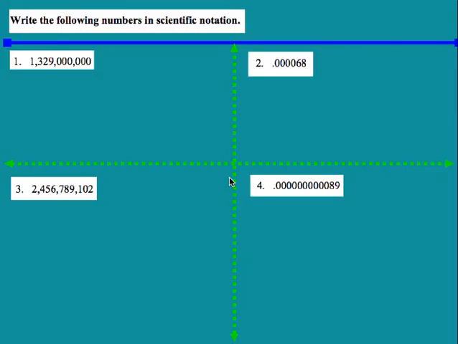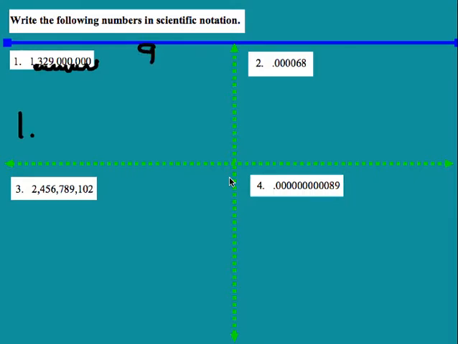Taking a look at number 1, we have 1,329,000,000. What we basically want is to have 3 to 4 digits. So I'm going to say, well, the decimal point is at the end here, and I want to move it to be there. When we're doing scientific notation, we want to have one number in front of the decimal. So I'm going to move it 1, 2, 3, 4, 5, 6, 7, 8, 9 places. When I moved it 9 places, I'm going to write that 9 down so I remember it.